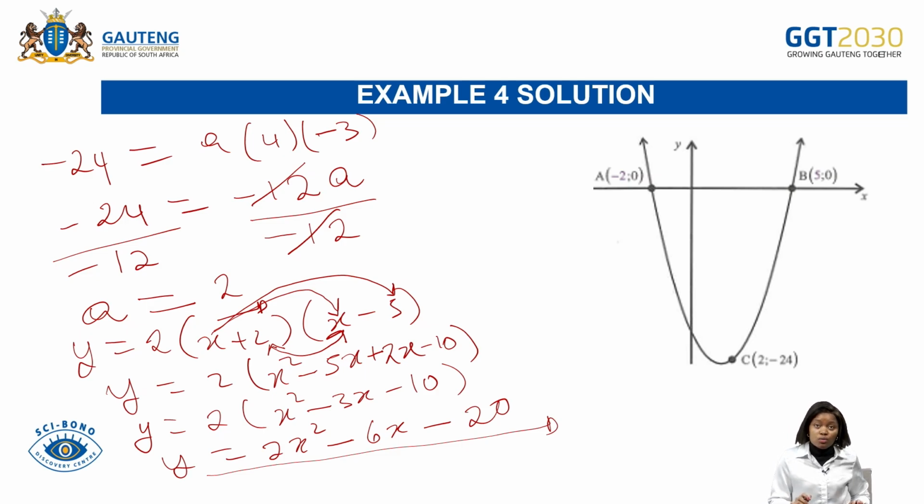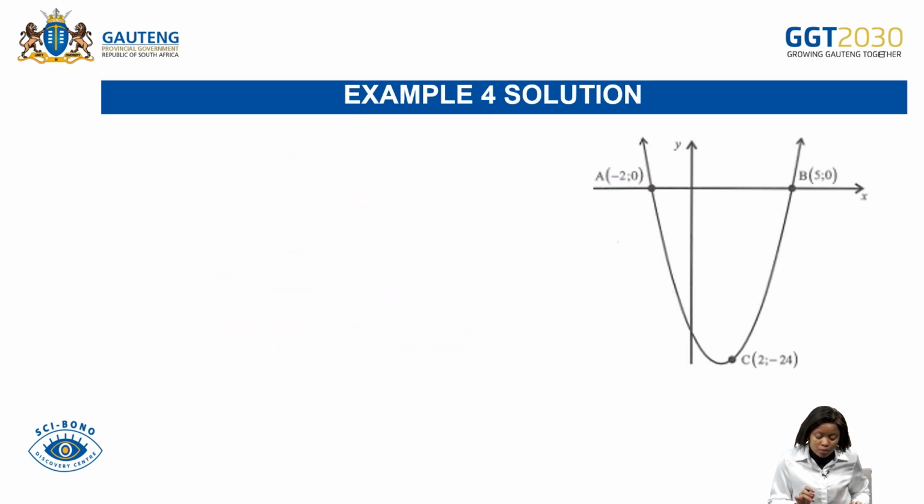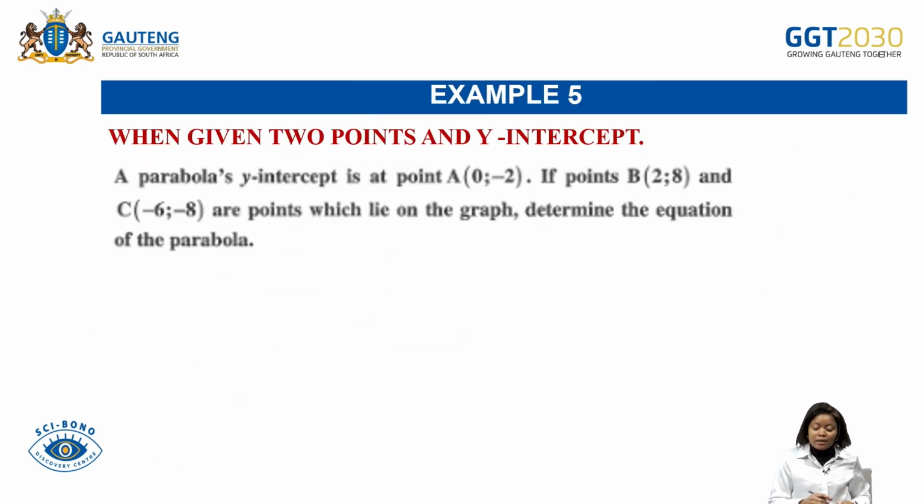I'm moving to the last case or the last scenario, when you are given 2 points and the y-intercept now. So the question says a parabola's y-intercept is at point (0, negative 2). So you are given the y-intercept, right? And then if points B, which is (2, 8), and point C, which is (negative 6, negative 8), are points which lie on the graph, determine the equation of the parabola. So they are saying you have the y-intercept, then you have these 2 other points, right?